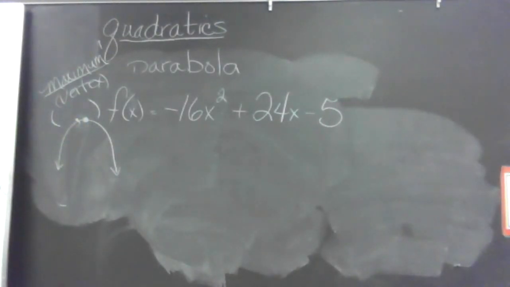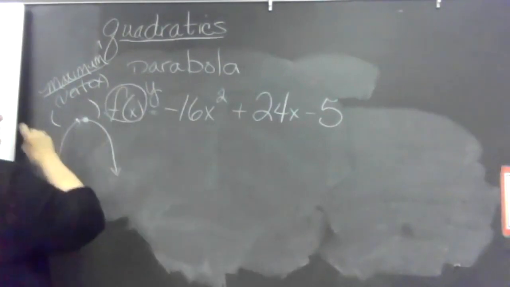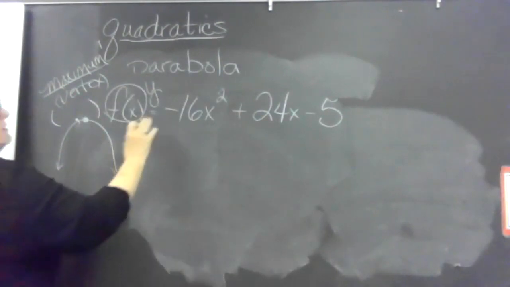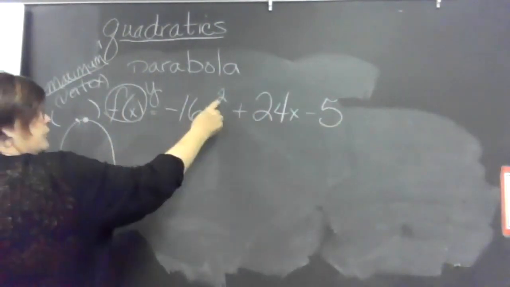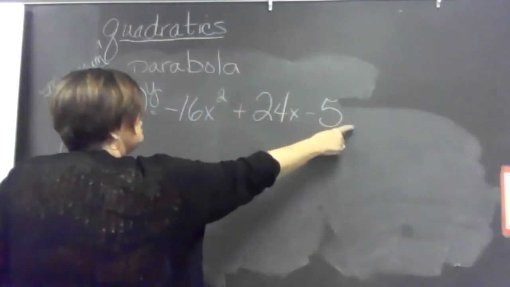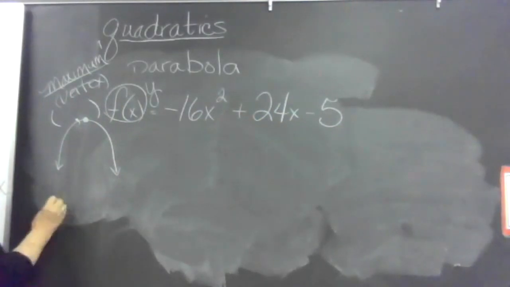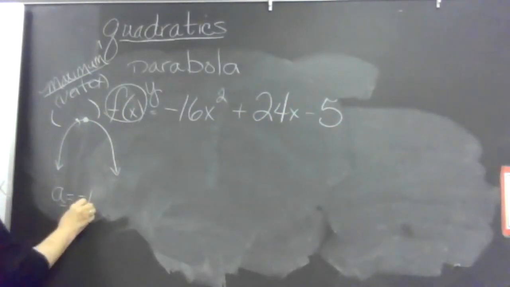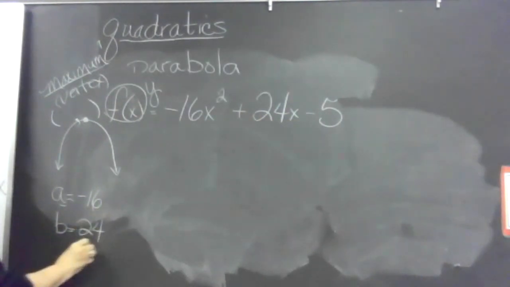So now we need to figure out what the x part is first. Remember that f of x is the same thing as y. And is this in standard form? Yes. It has the largest exponent, the next largest, and then nothing at all. So what are our ABCs? Negative 16, 24, and a negative 5. Very nice. You didn't miss the signs at all.